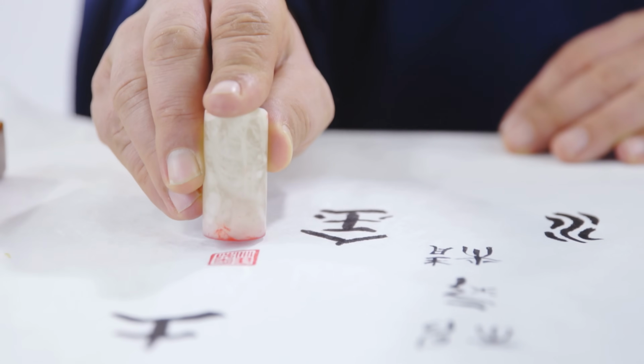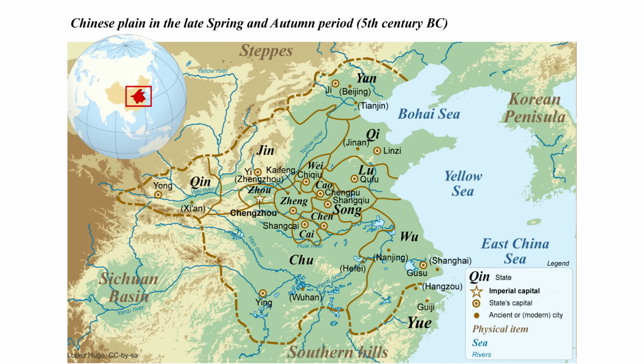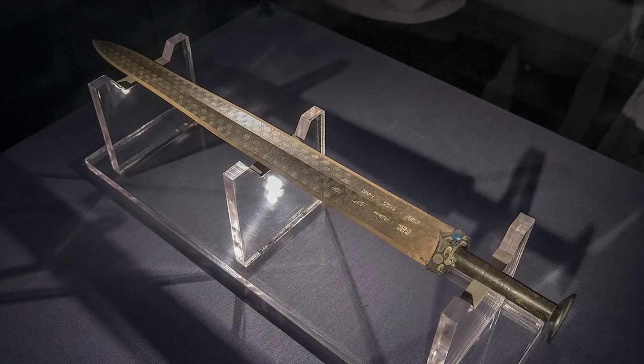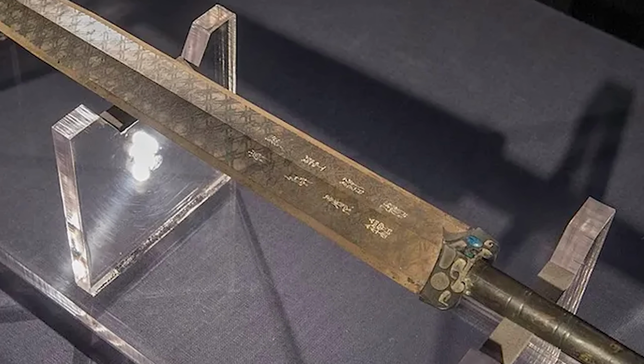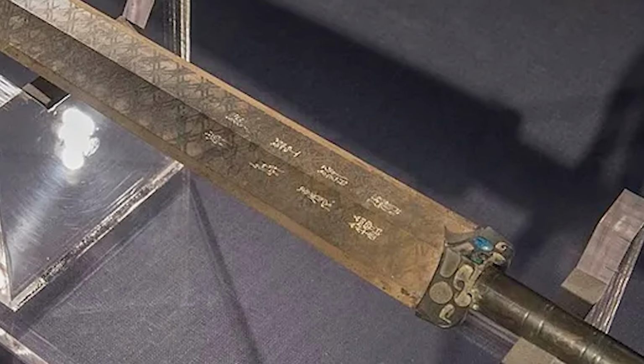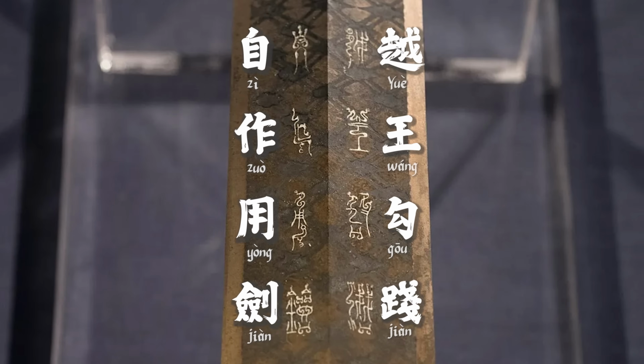Okay, seals like stamps that you stamp on a piece of paper, not a cute baby seal. This script was common for use in inscriptions in the states of Wu and Yue. And the most famous example of this script on an artifact that's still in existence is the inscription on the sword of Gou Jian, the king of Yue. The inscription on the sword reads, Yue Wang Gou Jian, Zi Zuo Yong Jian, the sword that the king Gou Jian of Yue forged and used for himself.